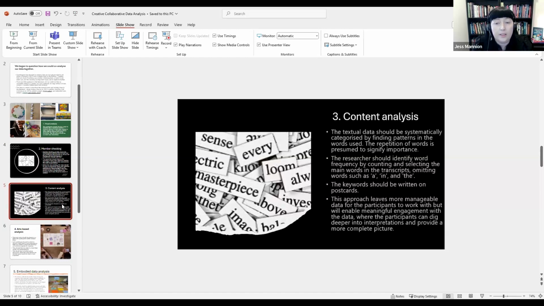The repetitions of words is presumed to signify importance. So the researchers should identify word frequency by counting and selecting the main words in the transcripts. And then you omit words like in, and the. And then the keywords should be written on postcards. So this approach leaves it more manageable data for the participants to work with, but will enable meaningful engagement with the data, where the participants can dig deeper into interpretations and provide a more complete picture.